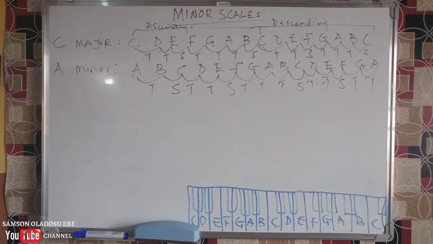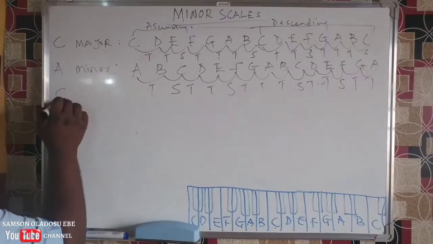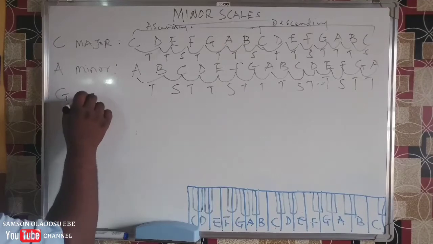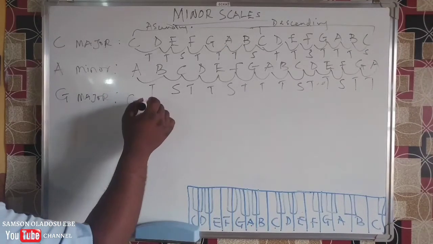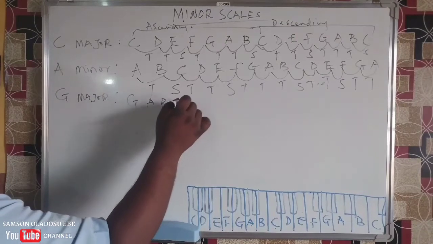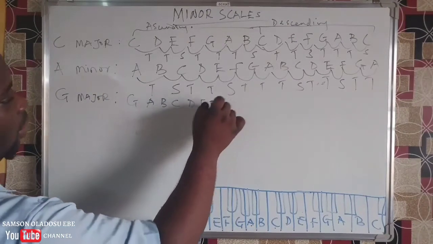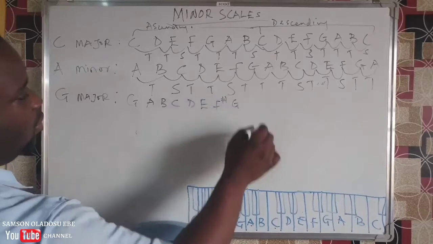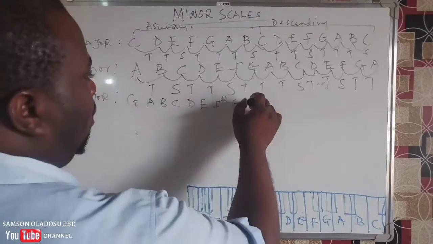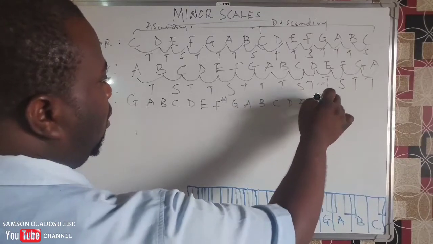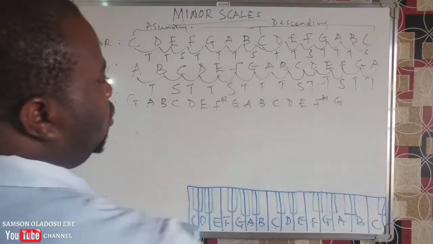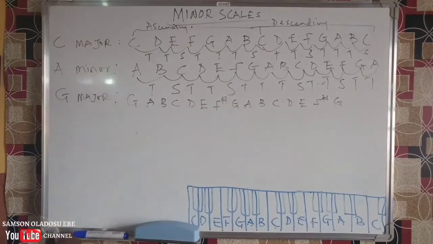Let's do one more. Let's take G major, for instance. The G major scale is G, A, B, C, D, E, F sharp, G. Alright? So A, B, C, D, E, F sharp, and G. Okay.